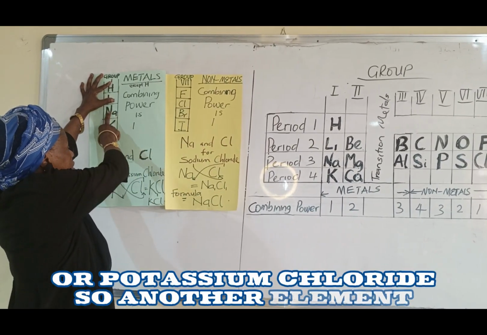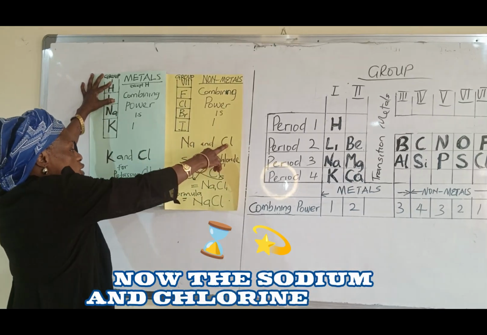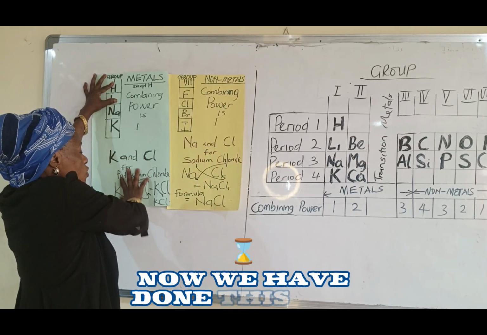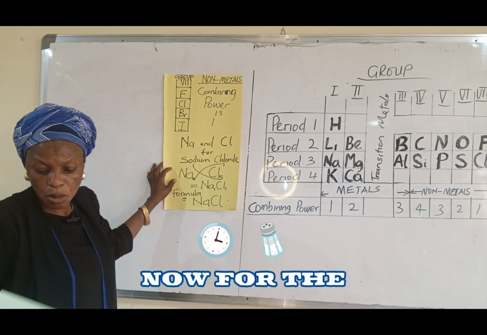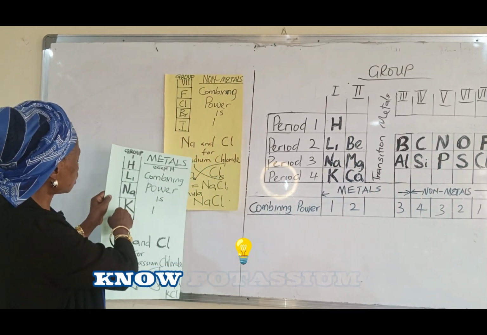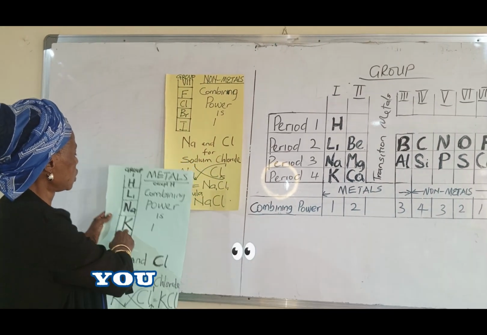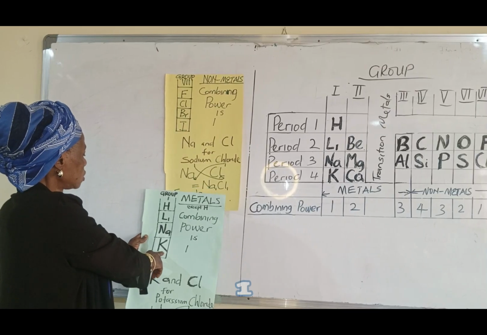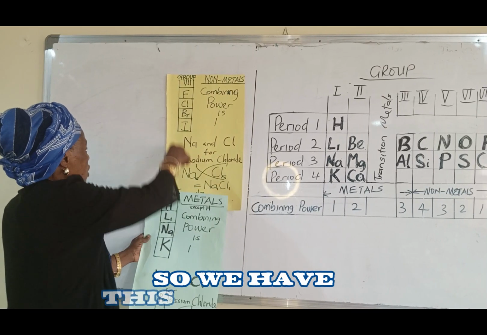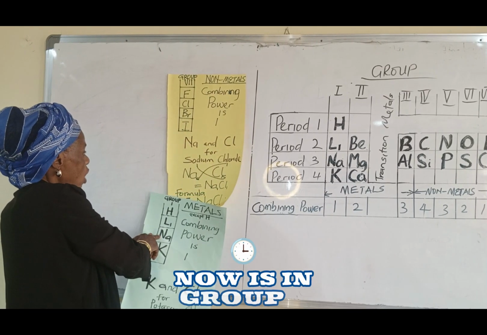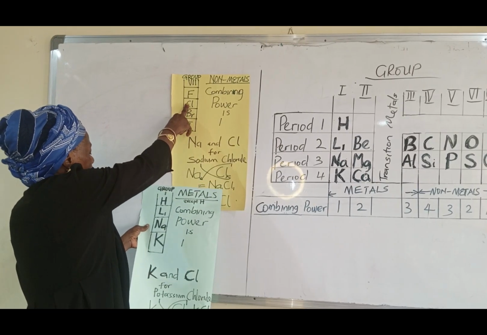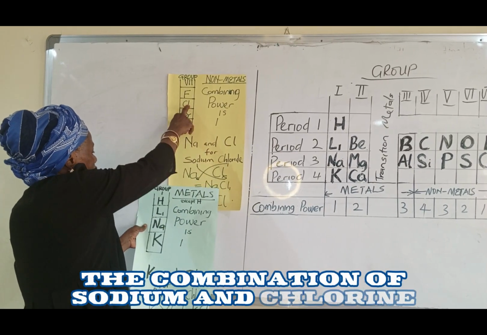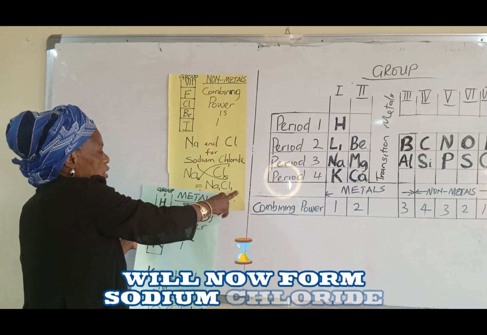So for another element now, the sodium and chlorine want to combine. We have done this one, potassium and chlorine, giving us potassium chloride. Now for the common source, potassium is still in group 1. You see, potassium is in group 1. Then sodium now is in group 1, so it will now combine with chlorine. The combination of sodium and chlorine will now form sodium chloride.